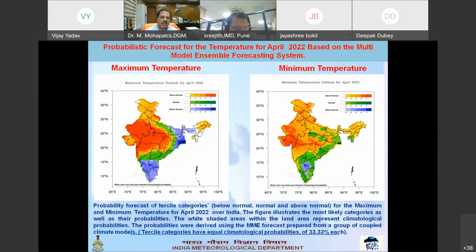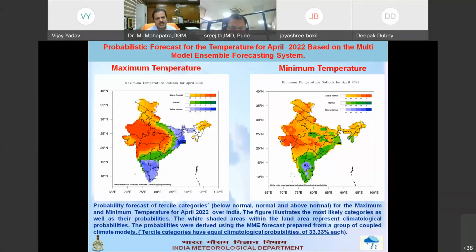But in peninsular India, if you just look, there is a probability that it will be below normal. Along the eastern parts and the coast, especially West Bengal, Odisha, and of course the entire West Bengal and Sikkim, and eastern parts of Bihar, eastern parts of Jharkhand and Odisha, there will be below normal temperature probability, and normal temperature probability over Telangana, northern parts of Andhra Pradesh and North Karnataka, we can expect.